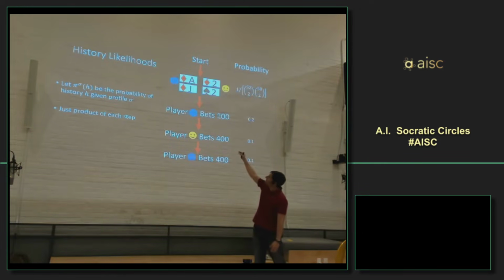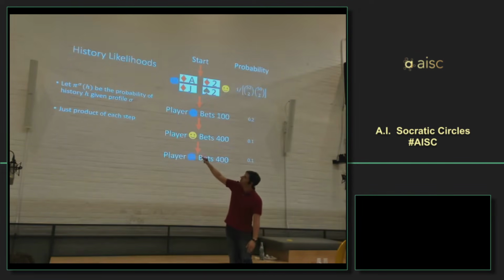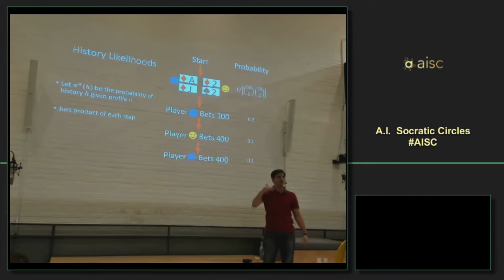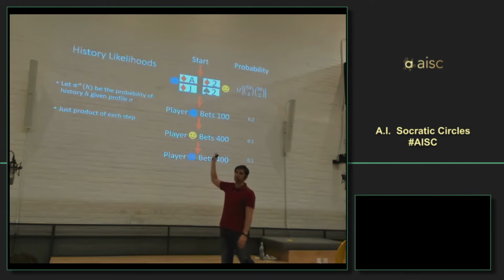So given whatever policies the 2 players have, we're going to use this pi sigma to be the probability that you see that history. That includes chance. So that's just the product of these probabilities on the right. I'm making up a fake strategy here, but that's the true probability of that being dealt.